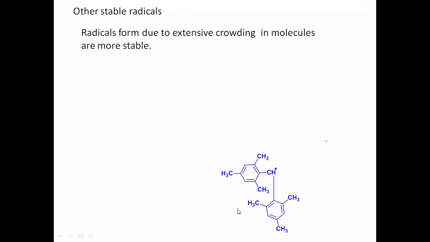See, this is the radical before you, which has one hydrogen on the carbon and two substituted rings. But if you see, there is too much crowding on the ring. You see, methyl are there, methyl are there.